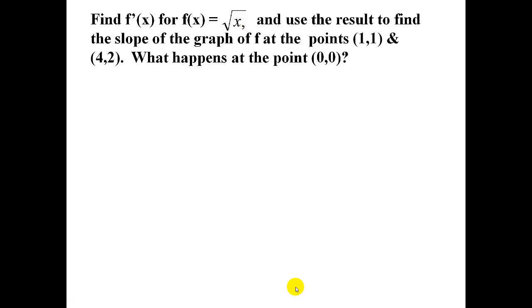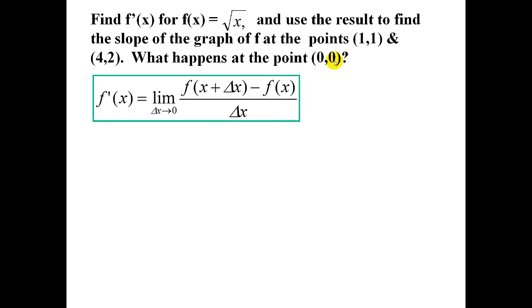So let's try it with the square root of x. f of x equals the square root of x, and we're going to try and find f prime of x, the derivative of this function. We're going to use the result to find the slope of the graph of the function at the points 1, 1 and 4, 2. And also we're going to answer the question, what happens at the point 0, 0.